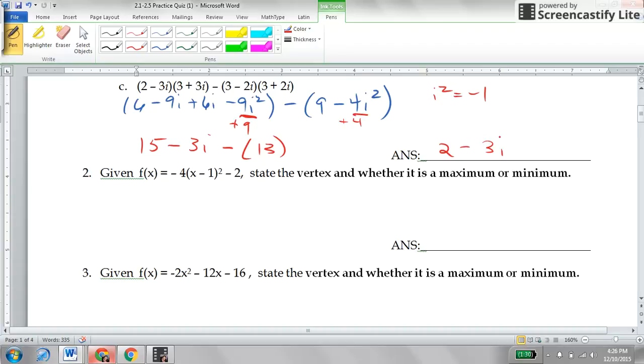Okay, number 2. Given this polynomial, state the vertex and whether or not it's a maximum or minimum. So this is vertex form, from which you will be given the vertex. So the vertex, you change the sign of H, so that will be a positive 1, and you keep the sign of K. For whether or not it's a maximum or a minimum, that negative 4 tells me my parabola is going to be upside down, which means my vertex is going to be way up here. So it is going to be a maximum.